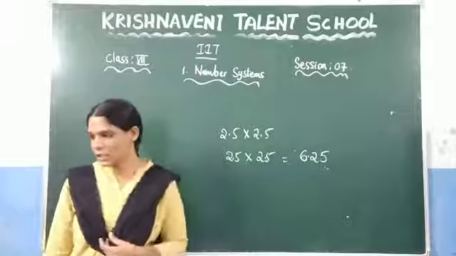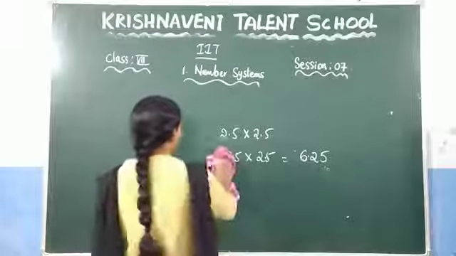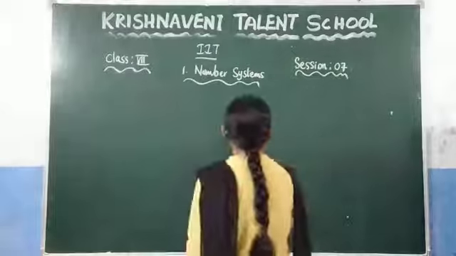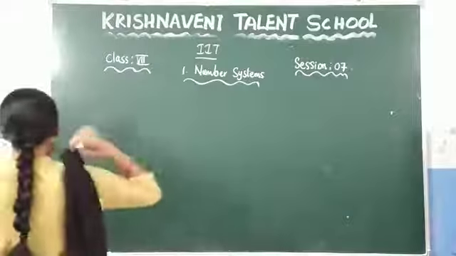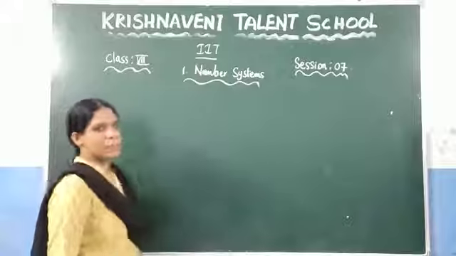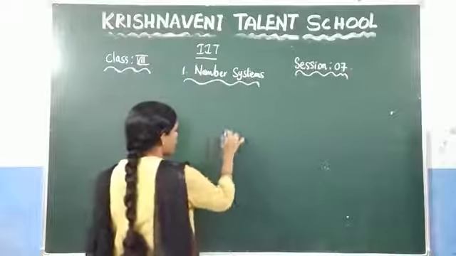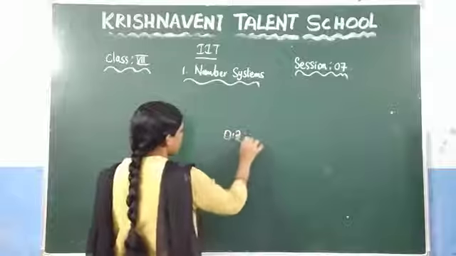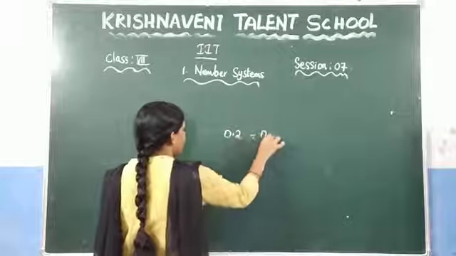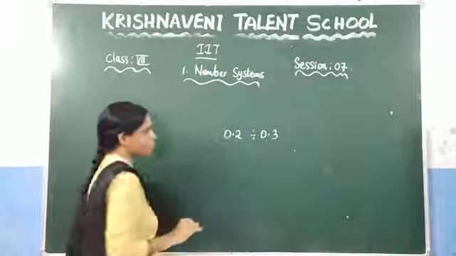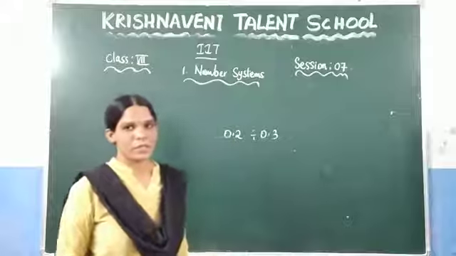Now see the next one, which is the division of decimal numbers. How to divide 2 decimal numbers? Again consider the numbers. Let us see 0.2 divided by 0.3. How to divide if you are given 2 decimal numbers?